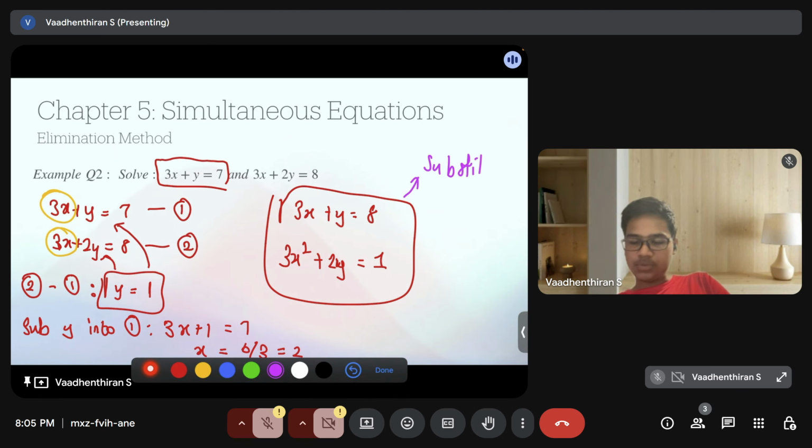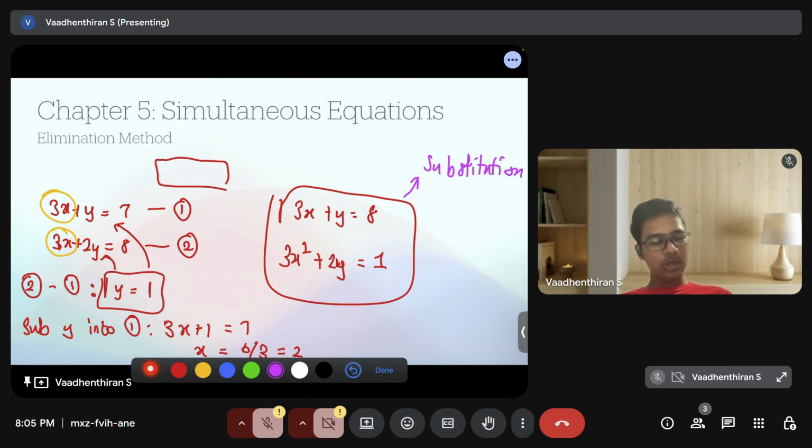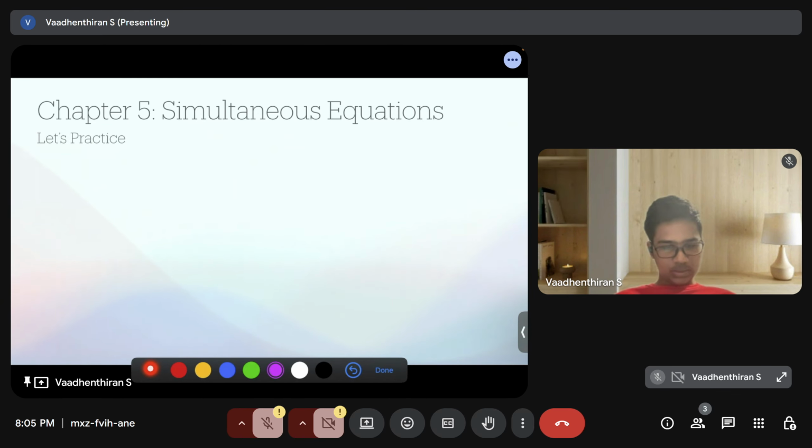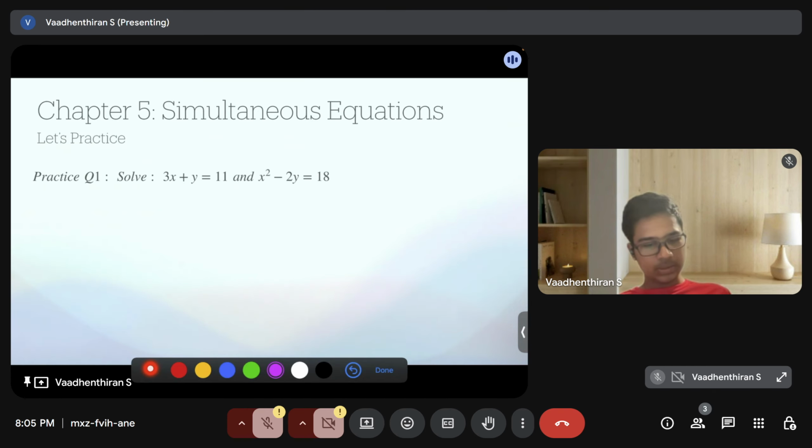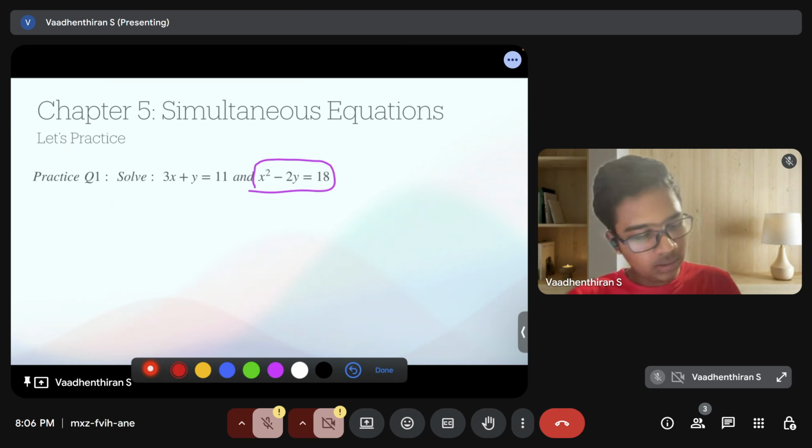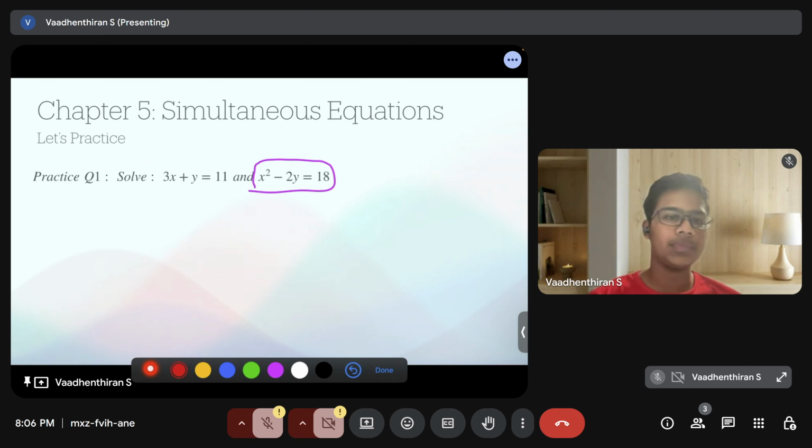Mostly you can use the substitution method if questions come like this, because it's easier and clearer than the elimination method. Sometimes students get confused in the elimination method about whether to subtract this from that or that from this, and then find the x values or the y values. So the substitution method is a better way to go when you're dealing with nonlinear functions. Here's a small practice. I'll just give you some time here.